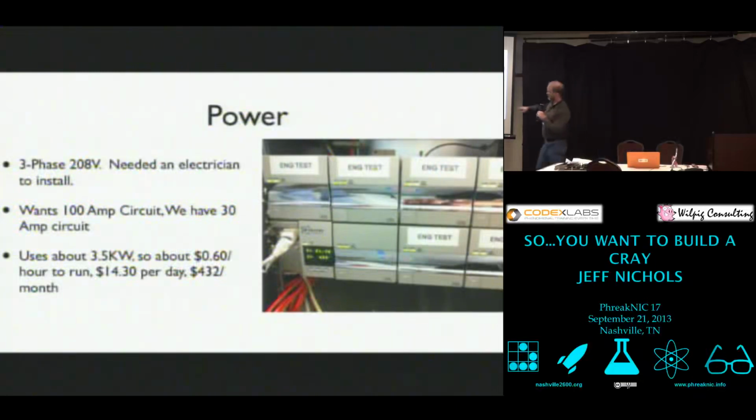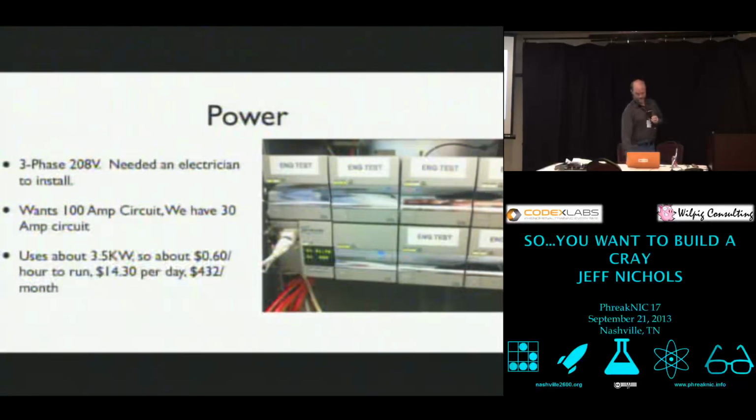This is the power module at the bottom, and it delivers to the machines. It's delivering 52 volts DC at 62 amps. It uses about 3.5 kilowatts just sitting idle. And so it costs us about 60 cents an hour to run. I was like, that's not bad. And then I multiplied it out, and it's like $15 a day. Okay. But then it's $400 a month. Yeah, I was like, oh. And that's not including anything else.